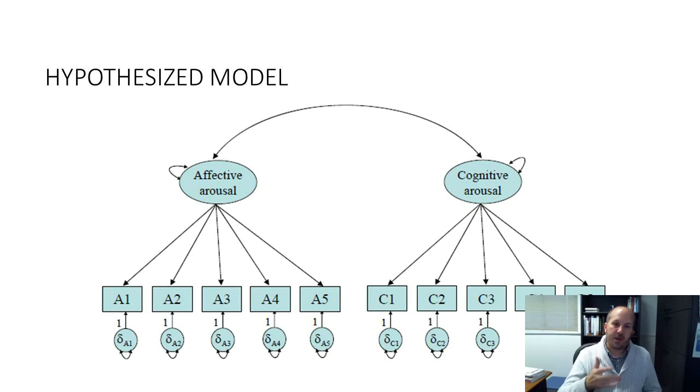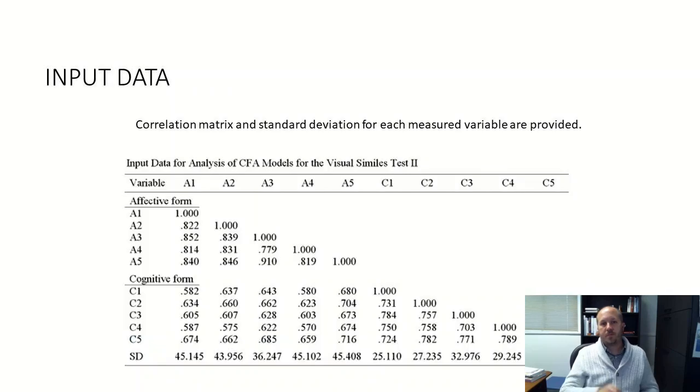So the hypothesized model looked like this, where you had affect arousal, and they used A1 through 5 to indicate those variables, and then cognitive arousal, so you have the C1 through 5. And this is the hypothesized model. When they're inputting the data in, this is the correlations table, so you can see what the correlations look like between each of the factors with each other, and you can see that they're largely really strong, which is what we want to see with a factor analysis.